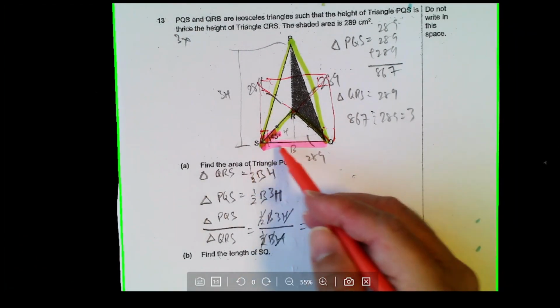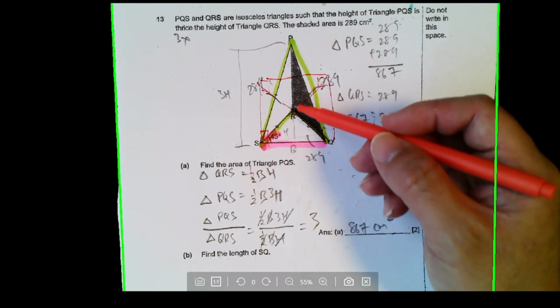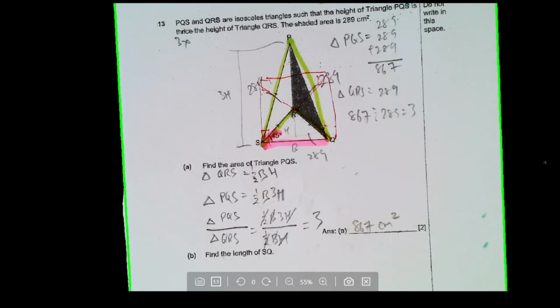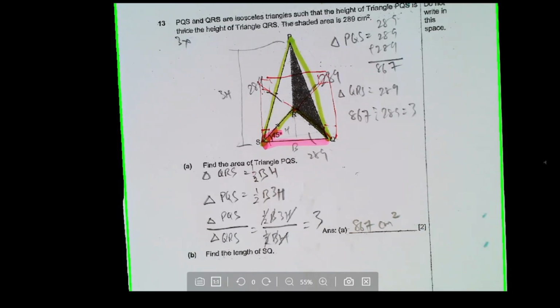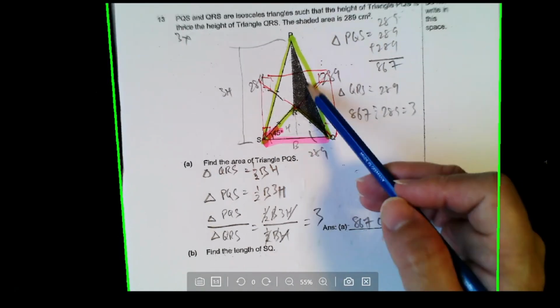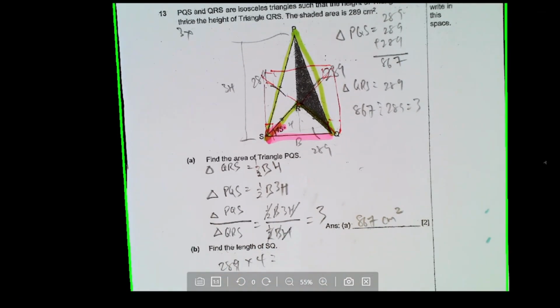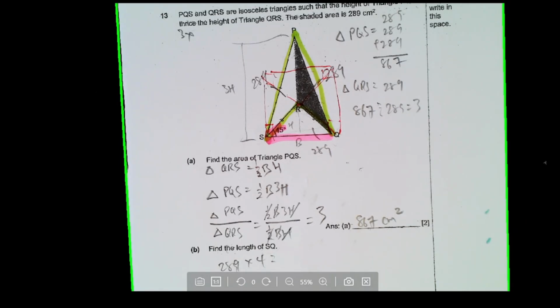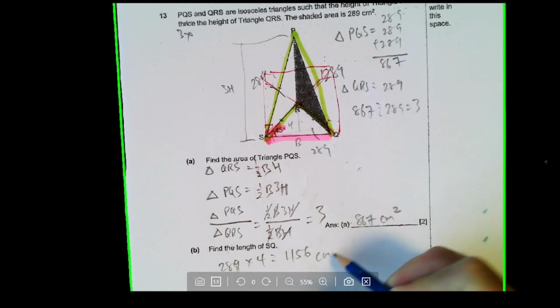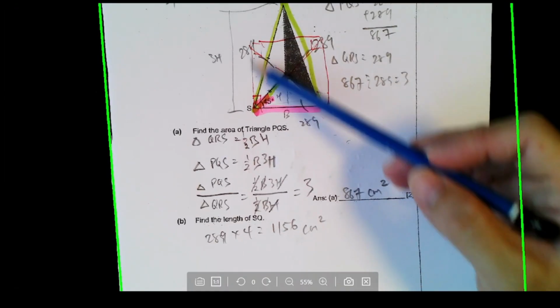So we're trying to find the length of the side of the square. And we know that the area of this triangle is 289. Okay? So what is the area of the square? Isn't it this area of triangle times 4? 1, 2, 3, 4. 289 times 4, use your calculator if you have to, you will get 1156 cm square. So the area of this whole square is 1156.